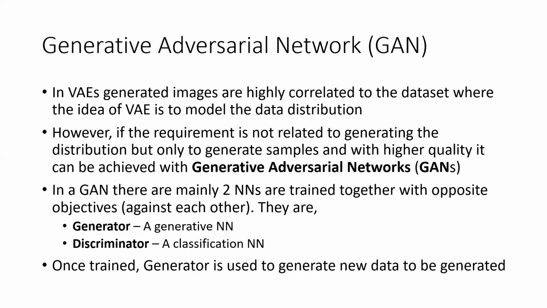So when they are competing with each other, the generator will become very competitive at generating images, and that generator can later be taken out from this GAN, and we can use it to generate new images, right? That is the idea of using this GAN.